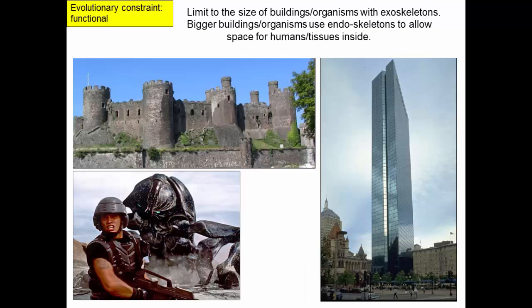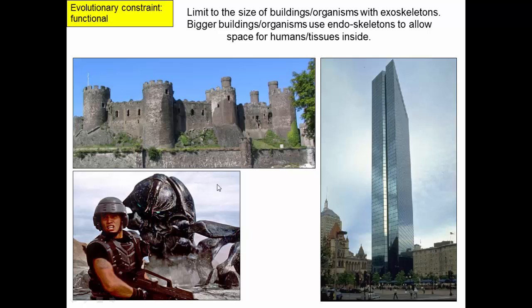So we can see some analogs of this. So if we look at architecture, castles are exoskeleton buildings. The bigger they get, there's much, much less room inside. If you actually go to one of these towers, there's hardly any room inside to move around. When we make really big buildings, we make them with endoskeletons, right? The skeleton for this building is on the inside. All the space for doing anything is on the outside.